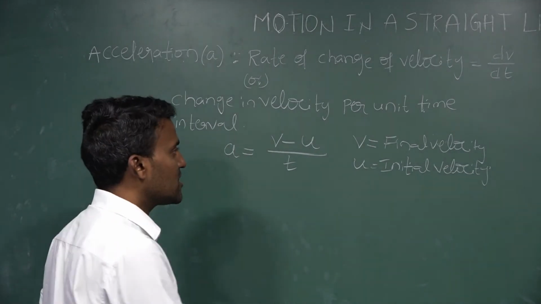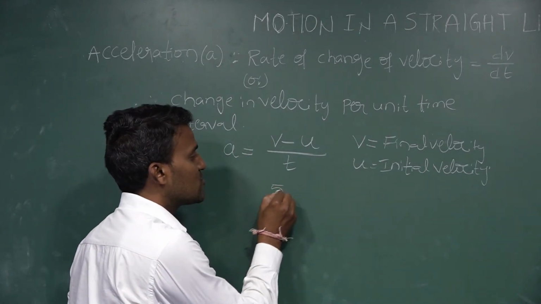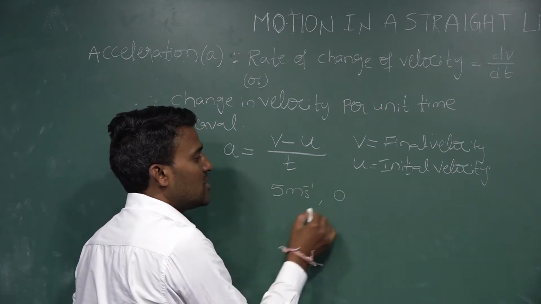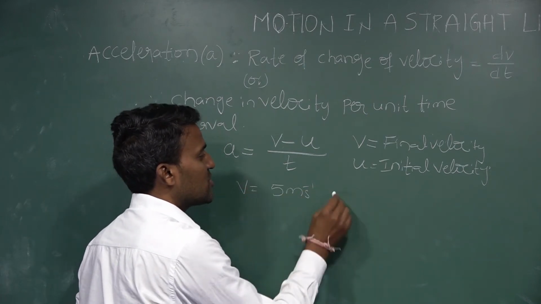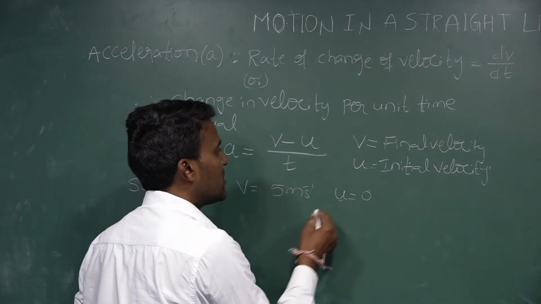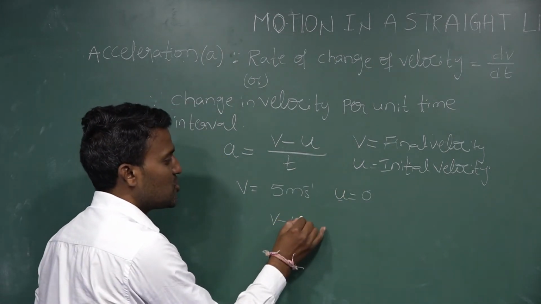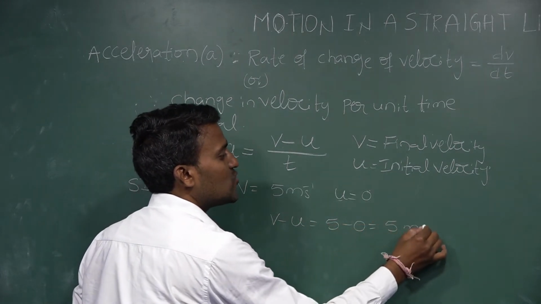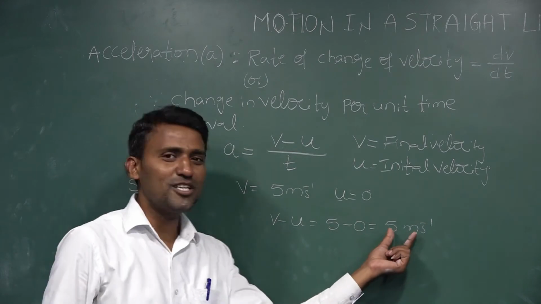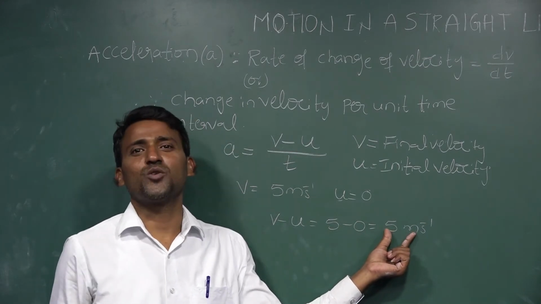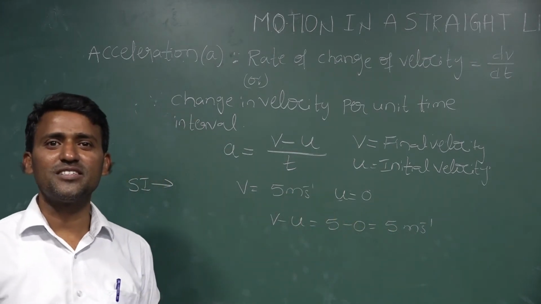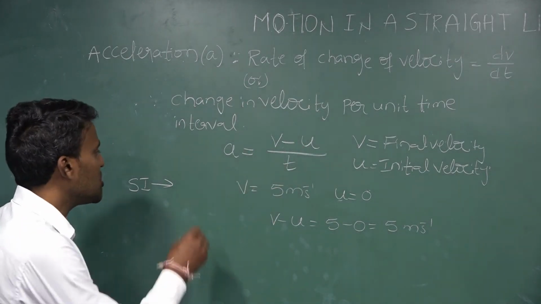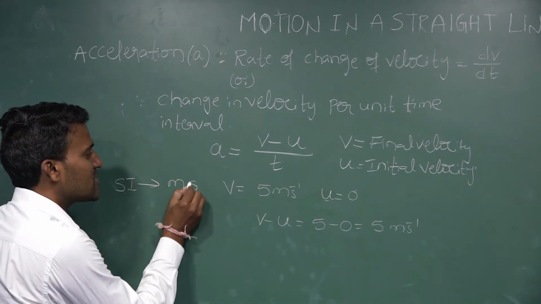See, for example, the final velocity of the object is 5 meter per second and initially it is at rest. So V equal to 5 meters per second, U is equal to 0. If I subtract, V minus U is equal to 5 minus 0, that is 5 meter per second. This 5 meter per second is nothing but a velocity only. So the resultant is the velocity. Velocity units are meter per second.